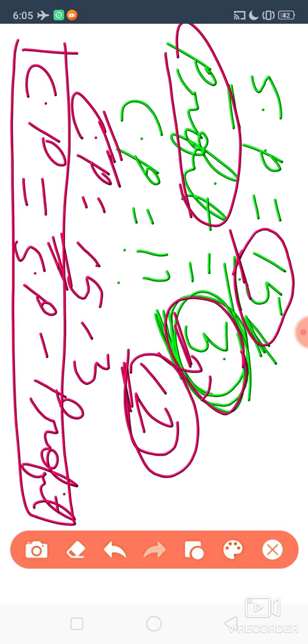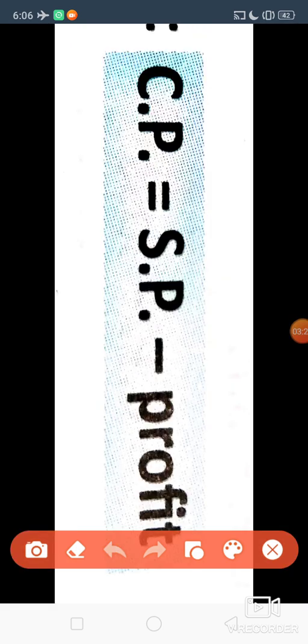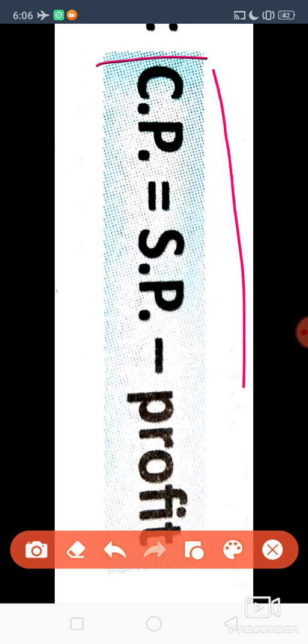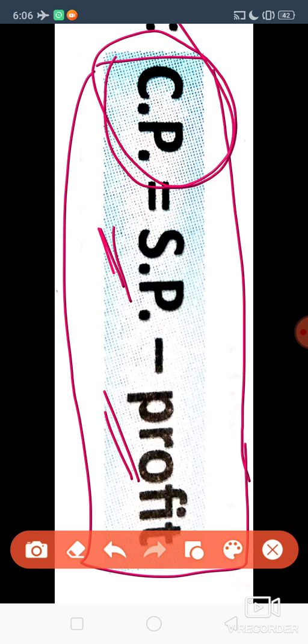So to find CP, when selling price is given and profit is given, then for how much money you bought, you will get SP minus profit. So this is your formula. CP is equal to SP minus profit means selling price will be given to you, profit will be given to you, then the money for which you purchased is what you have to find, then simply SP minus profit. Got it?